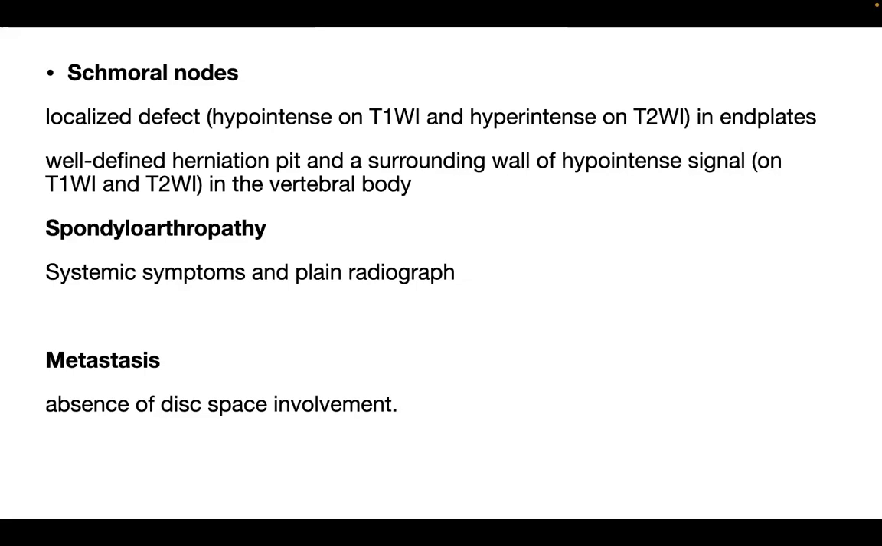The next differential would be a spondyloarthropathy. Spondyloarthropathy can be differentiated by the systemic symptoms and clinical signs, along with plain radiographs. The other major differential diagnosis being the metastasis. The main differentiating point in metastasis is the absence of any disc space involvement.